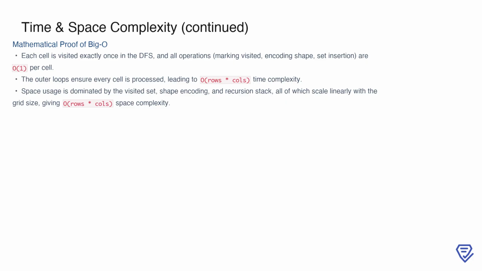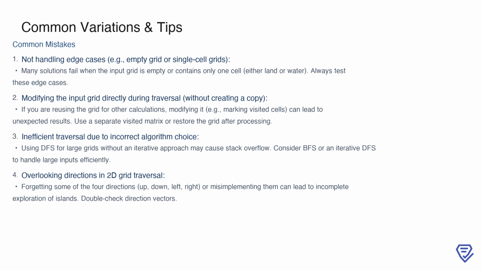When solving the number of distinct islands problem, there are a few common mistakes to watch out for. First, not handling edge cases can lead to incorrect solutions. For example, if the grid is empty or contains just a single cell, whether it's land or water, your solution might fail if these scenarios aren't accounted for. Always ensure you test for these edge cases.